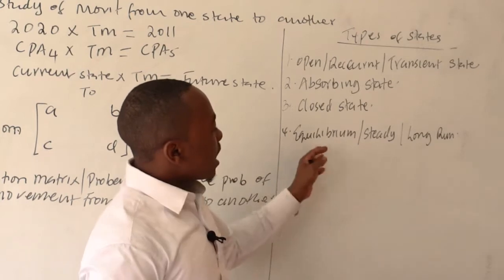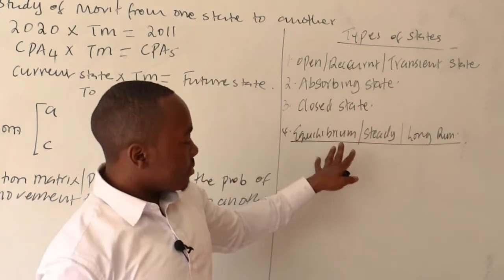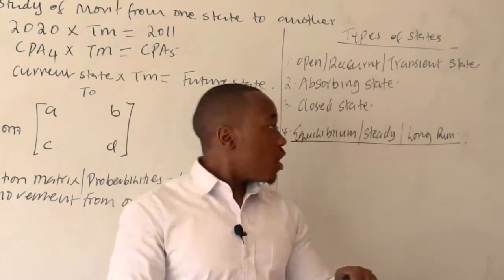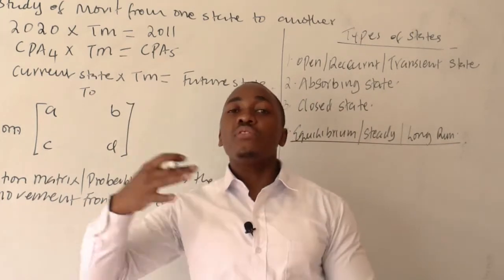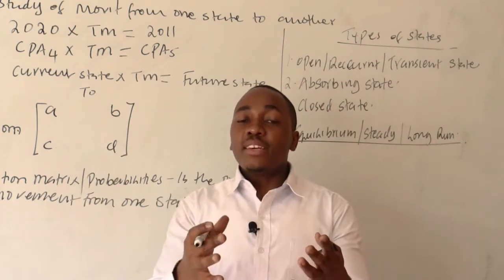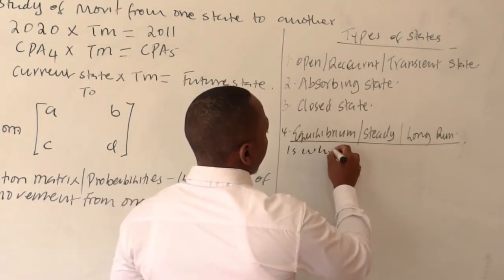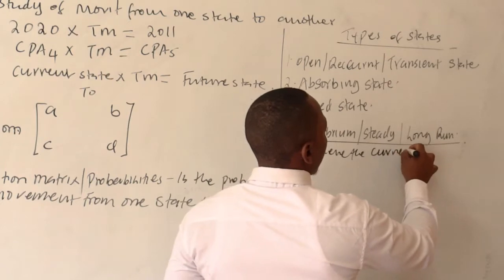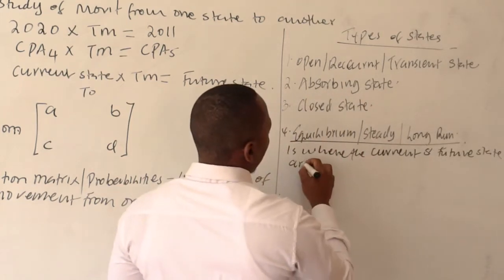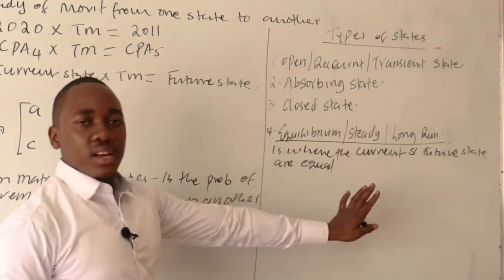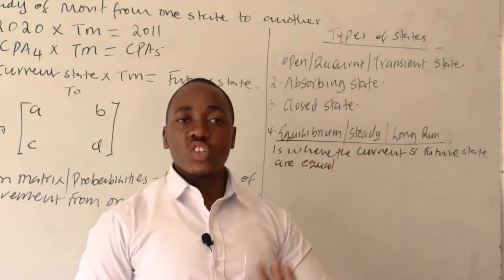And then lastly, we have what we call equilibrium or steady state. Now, at equilibrium, you see everything is equal, or steady, that means nothing is changing. Equilibrium is a state where the current and the future state are the same. That means the transition matrix has no effect. So you're saying that under equilibrium the current and the future state are equal.